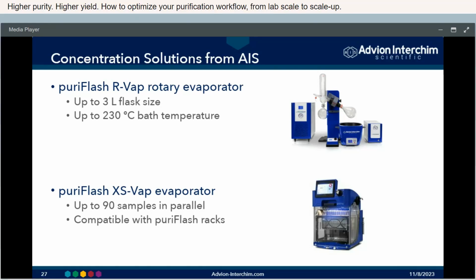Okay, and then our XS-VAP is a nitrogen evaporator. It's able to evaporate up to 90 samples in parallel and is compatible with our PureFlash racks. So that means you can take your rack directly from the purification instrument and place it into the XS-VAP and then concentrate your sample in an inert atmosphere. And it's compatible with a very wide range of solvents.